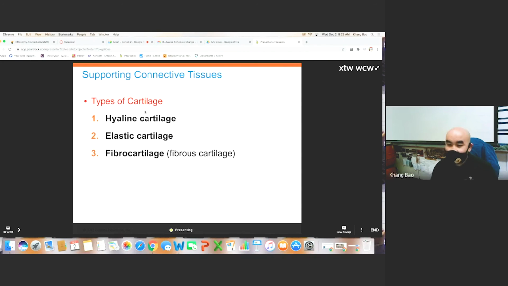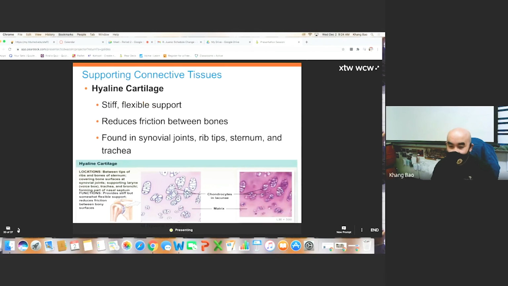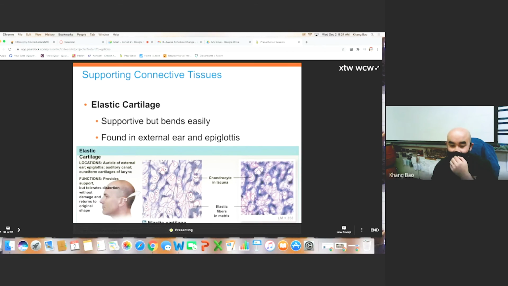Speaking of cartilage, there are 3 types of cartilage in your body. And again, they are part of your supporting connective tissue. You have hyaline cartilage, elastic cartilage, and fibrocartilage. So how are they different? Well, hyaline cartilage is stiff, flexible support. Their job is to reduce friction between bone. So you want to highlight the friction between bone. So you tend to find them around bone-to-bone connections, right? That's their job, hyaline.